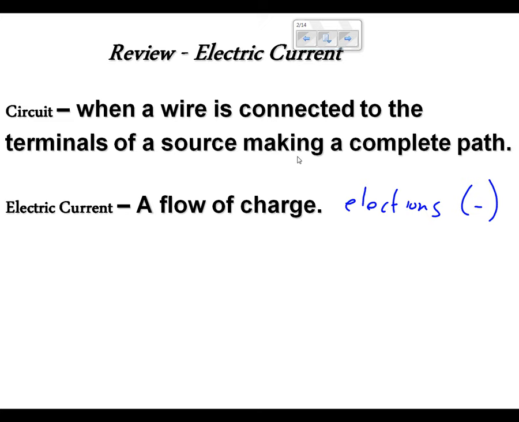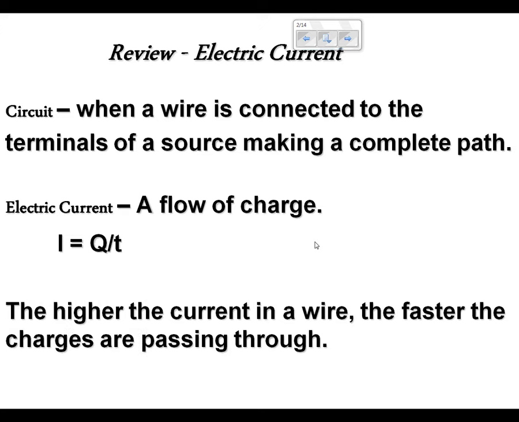So, electric current is simply a flow of charge, a flow of electrons. I equals Q over T. We solved problems with that last time. Right? The higher the current in a wire, the faster the charge is passing through. It's kind of like cranking up the garden hose. The water's going through a lot faster. If you got a pressure washer at home, would that be more current or less current? More current, because the water comes out blasted, right? Fast. So it's how fast the charges are passing through.